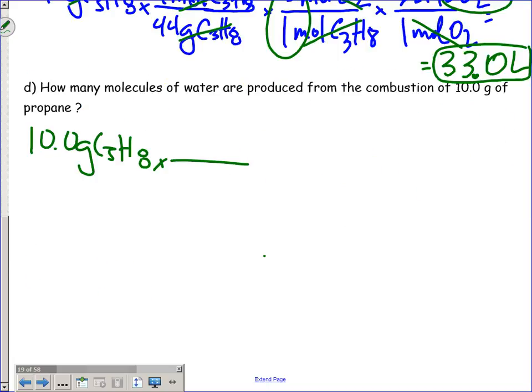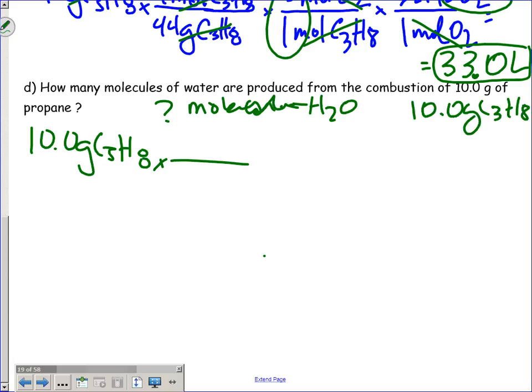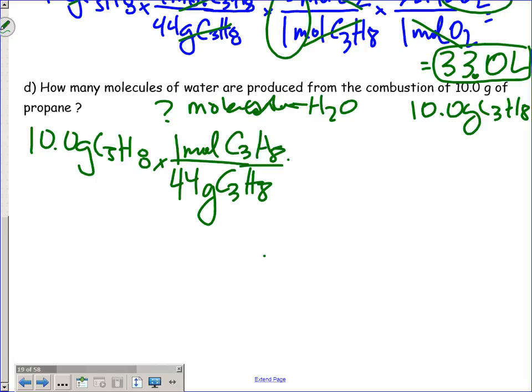Hurts my feelings. All right, so you guys went from mass to what? Oh, sorry, my bad. The question is molecules of water. And that says molecules. Okay. And 10 grams of propane is what we're starting off with. Okay, the molar mass of propane happens to be 44 grams again. It hasn't changed. We got some moles of propane, which is a big step for us in our relationship.